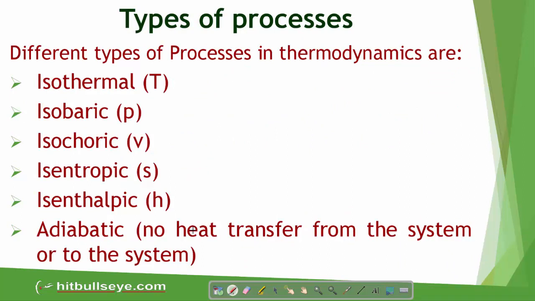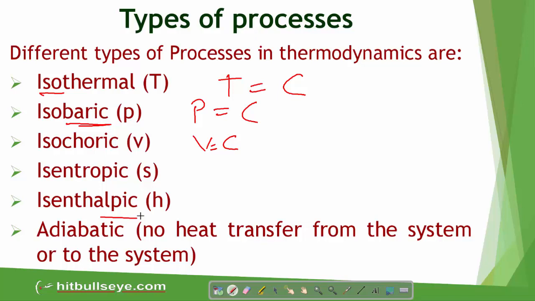First is the isothermal process. Iso means constant. Isothermal processes are those processes in which temperature is constant. Next is isobaric, those processes in which pressure is constant. Similarly, isochoric processes are those processes in which volume is constant. Isentropic processes are those processes in which entropy is constant. Isenthalpic processes are those processes in which enthalpy is constant.